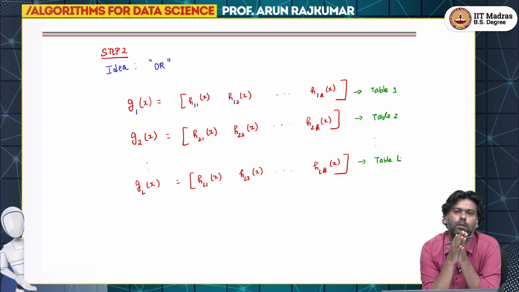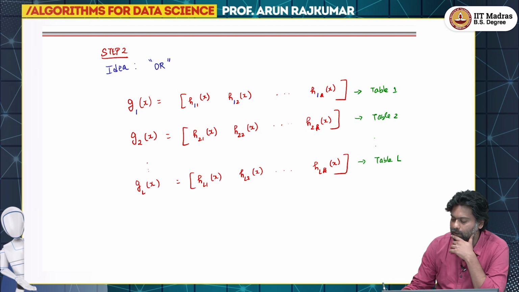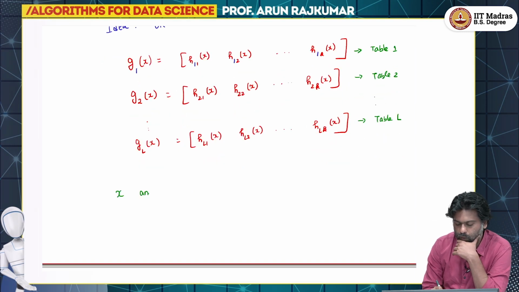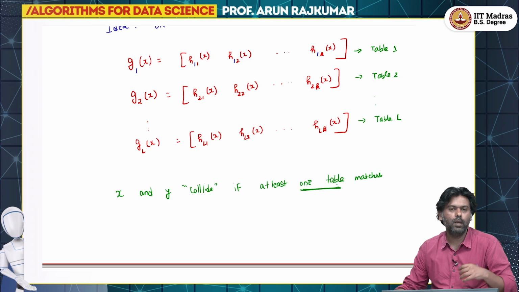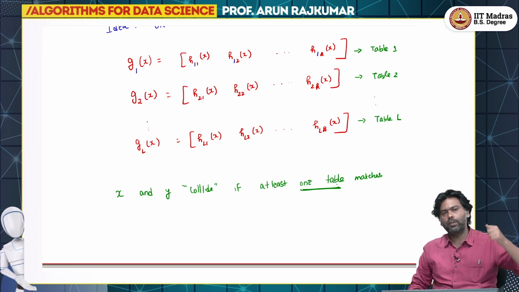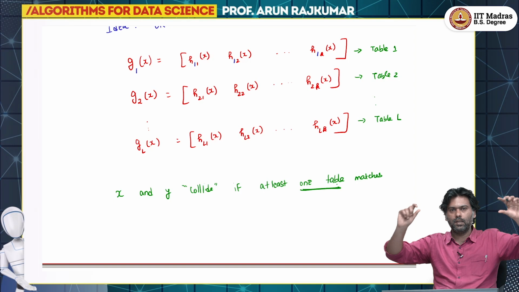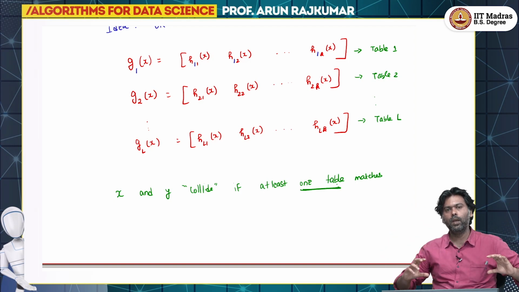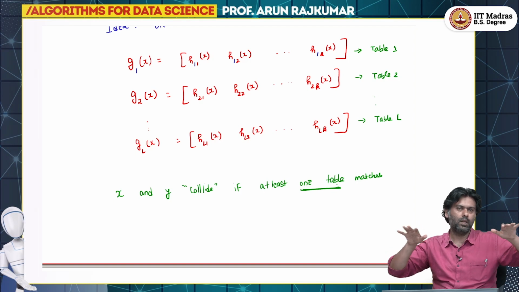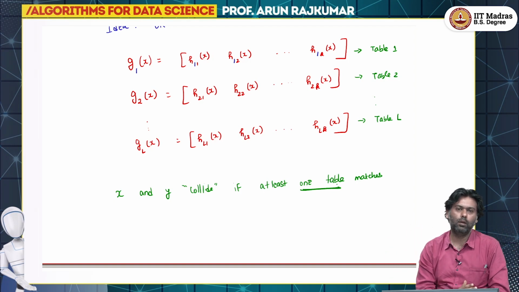Now, the way we are going to define collision is as follows. If I take 2 points, x and y, then x and y collide if at least one table matches, right. So, basically for x and y I compute g1 of x, g2 of x till gl of x, g1 of y, g2 of y till gl of y. Each of these is a k dimensional object and then I match them, and even if I find one match, at least one of these tables match, then I would say that they are colliding, right.